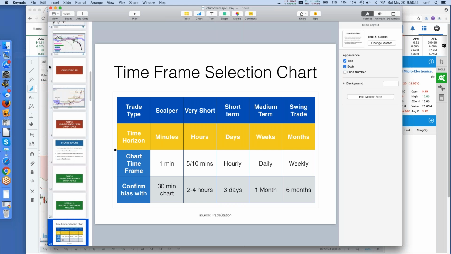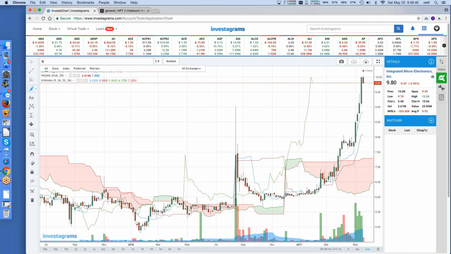So let's go back to our Investograms chart again. What security might, for example, you have Bloom.